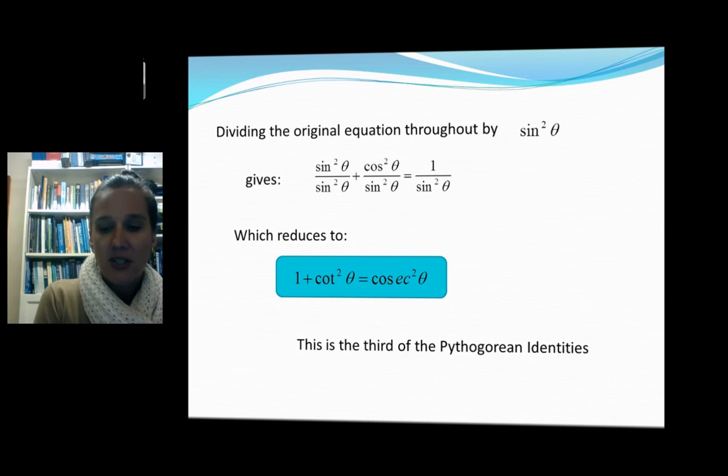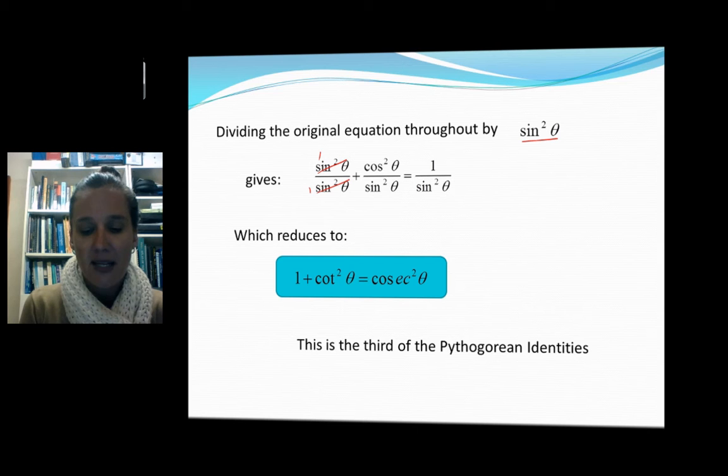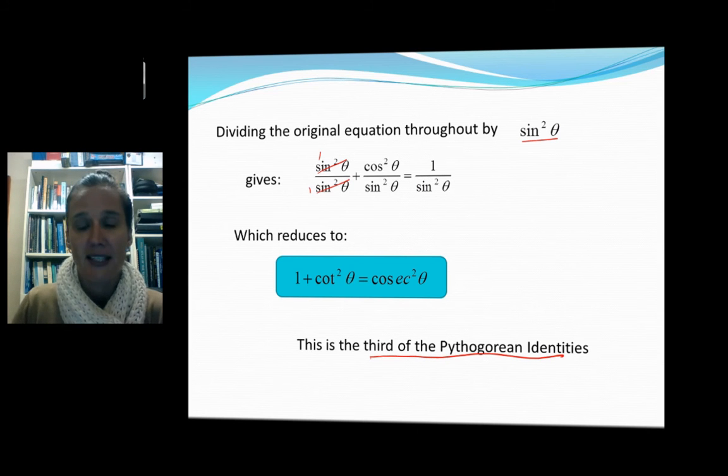And if we take our original equation and this time divide through by sine squared theta, these will cancel out, we get 1. Cosine on sine is 1 on tan, which is our cot. And here, 1 on sine becomes our cosec, and this is the third of the Pythagorean identities.